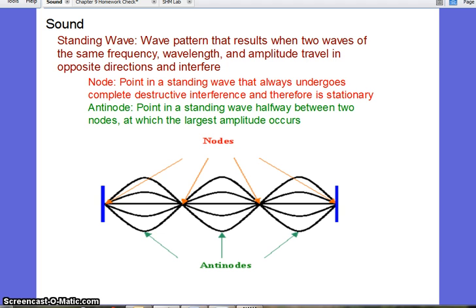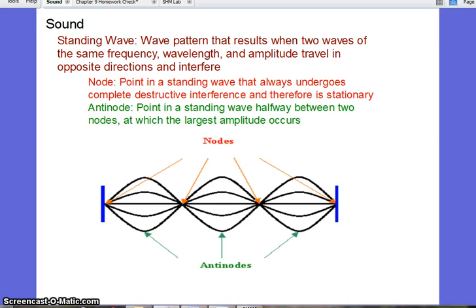Now, when sound interacts, sometimes it produces a standing wave. This is a wave pattern that results when two waves of the same frequency, same wavelength, and amplitude travel in opposite directions and interfere. So as this wave travels and bounces off of a surface and comes back, it interferes with another wave that is traveling forward. And so this produces a series of points where we get maximum amplitude, which we call antinodes, and points that don't move at all, which are called nodes.